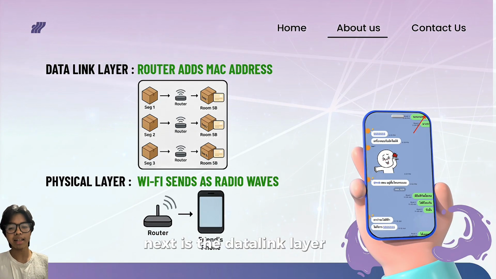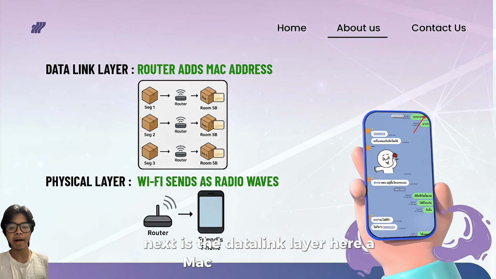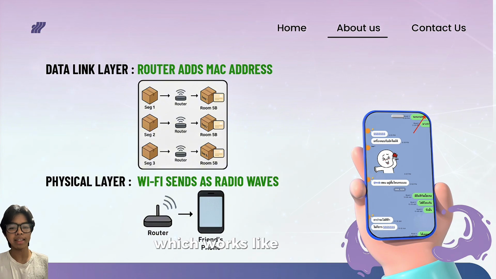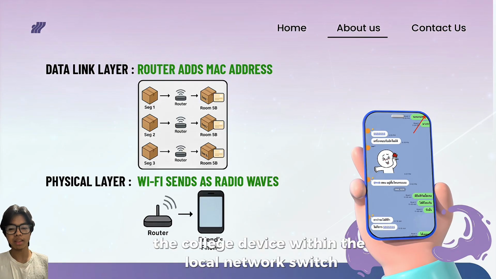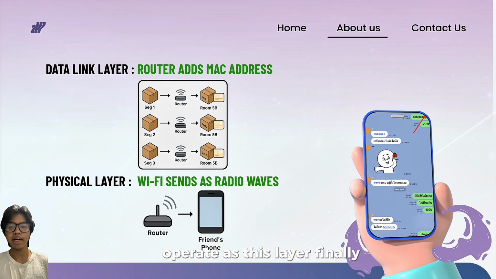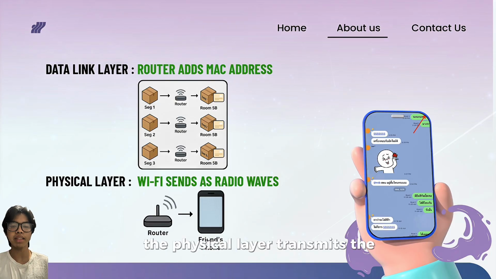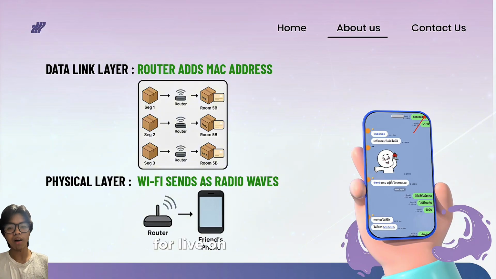Next is the data link layer. Here a MAC address is added, which works like assigning a room number inside a building. This helps the data reach the correct device within the local network, which operates at this layer. Finally, the physical layer transmits the data as raw signals: electricity, light beams, or radio waves. For example, on Wi-Fi, the message travels as a radio signal from my router to the internet and then to the Line server.